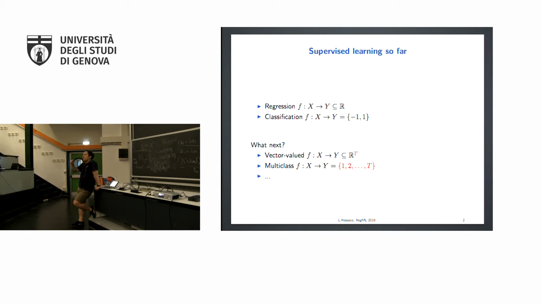This problem is the one where rather than just two possibilities, you have T of them. And it's arguably one of the most common problems. Binary classification is just a toy problem to some extent. Most problems really have multiple options in them.